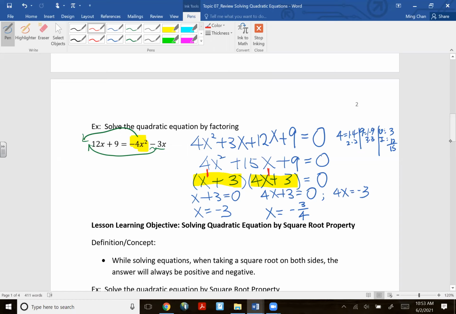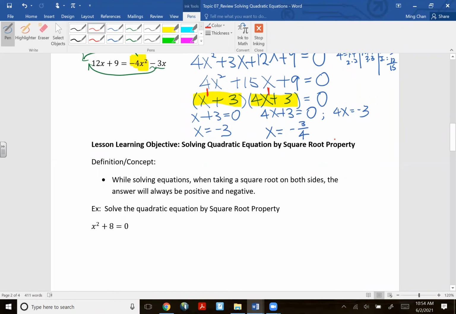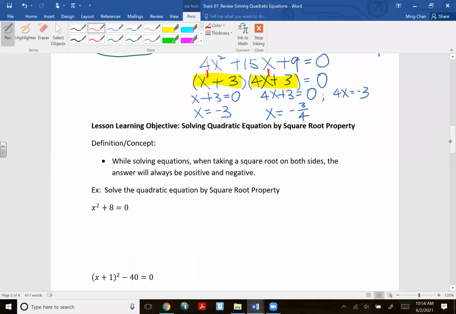All right, another way to solve quadratic equations is by the square root property. So in a minute, we're going to solve equations by taking a square root on both sides. Make sure you remember that when you take a square root on both sides, the answer will always be positive and negative. The square root property is designed for two terms, and the quadratic equation only has two terms, just like this one.